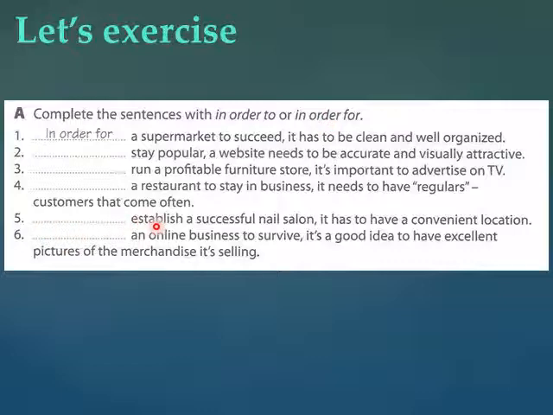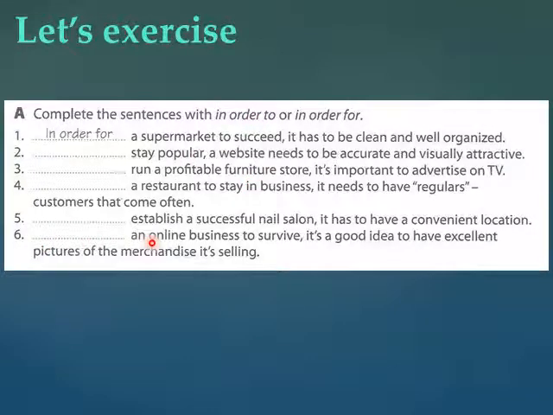Number 5, space establish a successful nail salon, it has to have a convenient location. Convenient here, like we said, it's a suitable location for everyone, so it can be easy to reach. Okay, just gonna give you a minute to think about it. Okay, we have here establish, so establish here again is a verb, so we're going to choose in order to.